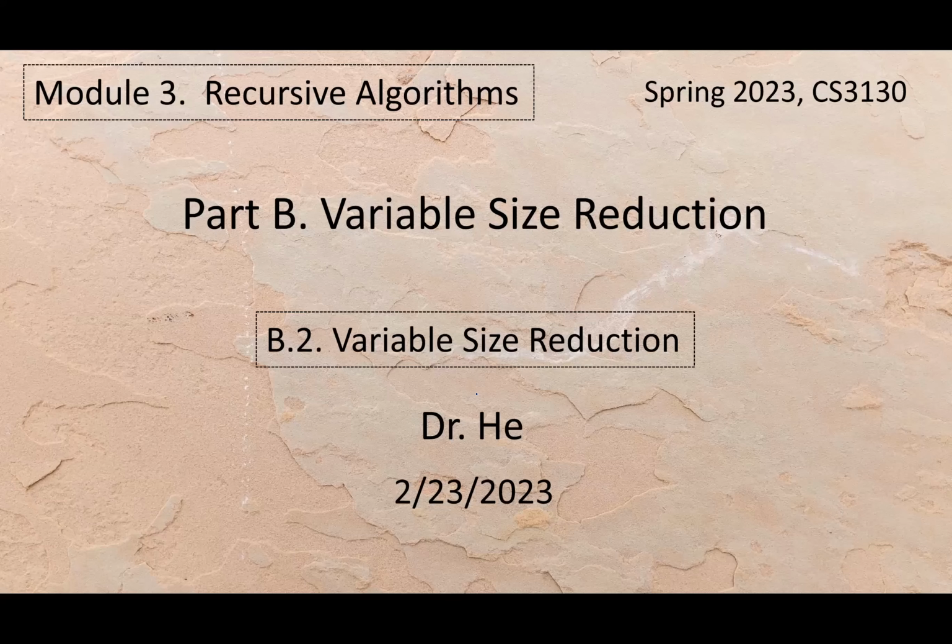So let me move to another problem, B.2, variable size reduction. Another important case for problem size reduction. But this time, the reduction pattern is quite different. With variable size, every time the size of the problem reduced can vary. Sometimes larger, sometimes smaller. Another interesting case. So let's take a look at this case.